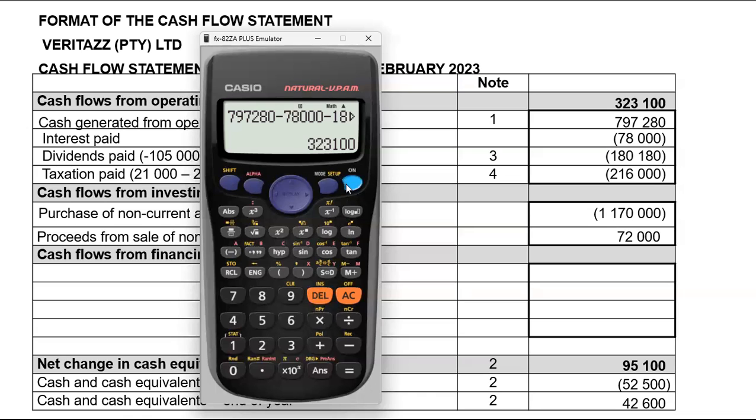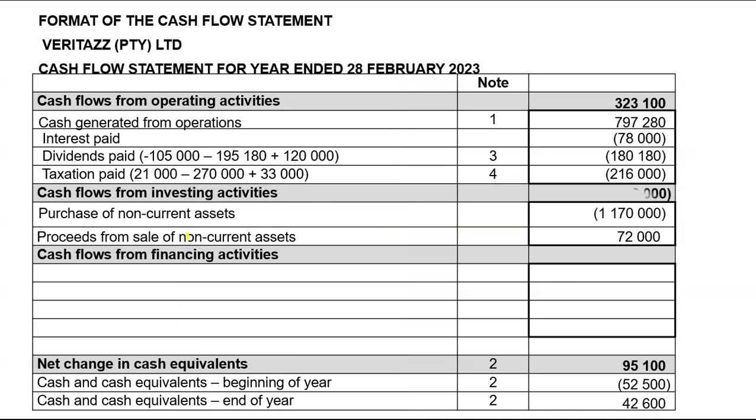Now, that is just me adding a couple of things there. So I will have under investing activities negative 1,170,000 and 72,000. And then my movement will be 1,098,000, which is a cash outflow.